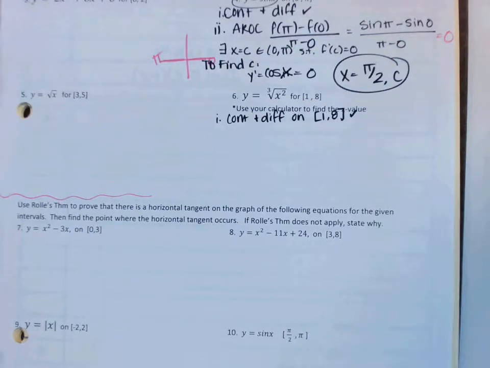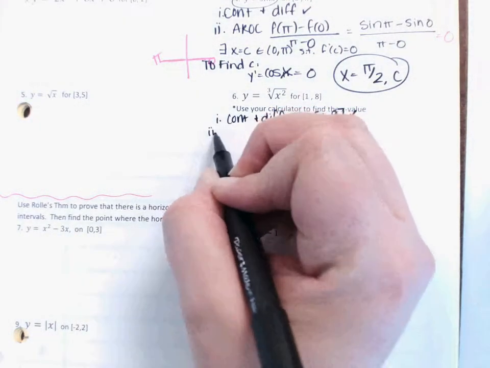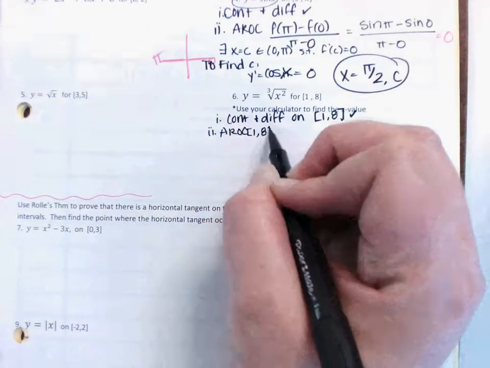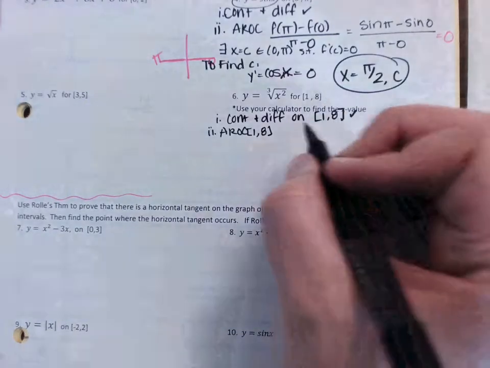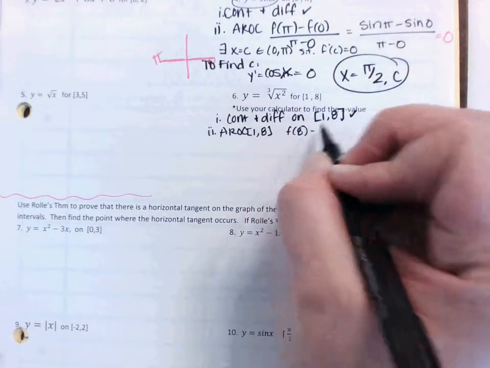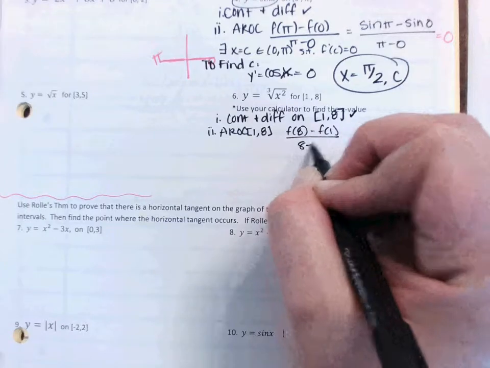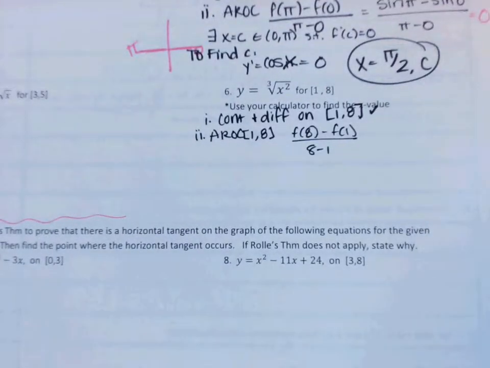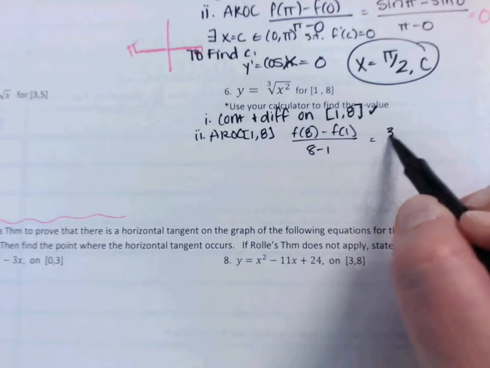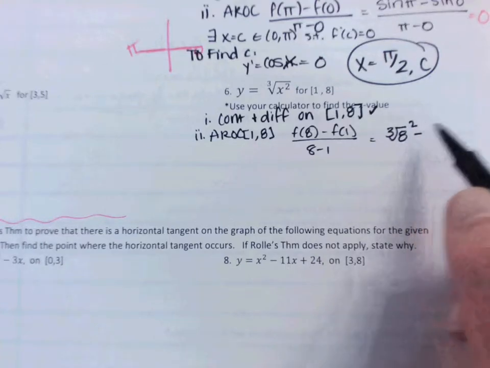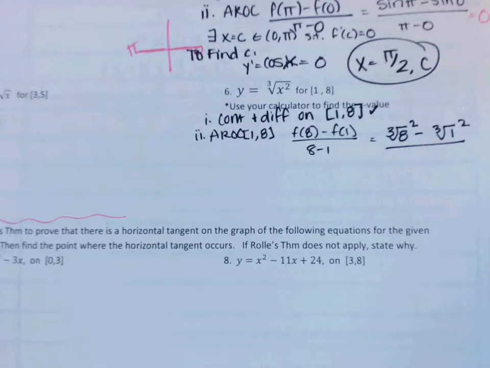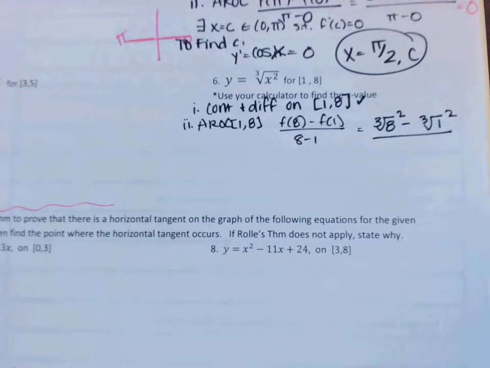Okay, step 2, I find the average rate of change. A rock, 1 to 8. So that's f of 8 minus f of 1 over 8 minus 1. Now, when you're plugging into roots and powers, what I would do, here, let me write it. It'd be the cubic root of 8 squared minus the cubic root of 1 squared. I would do the root first and the power second.